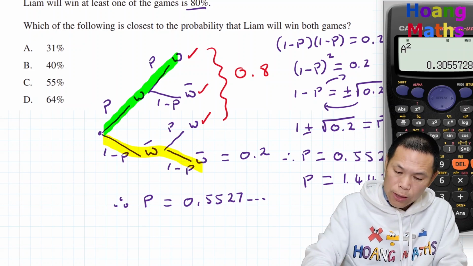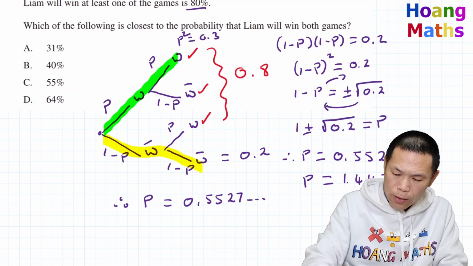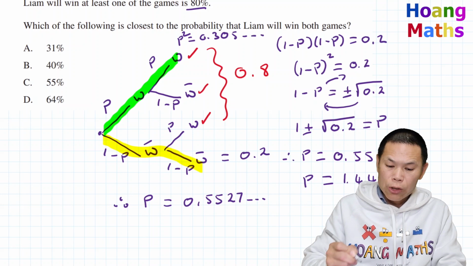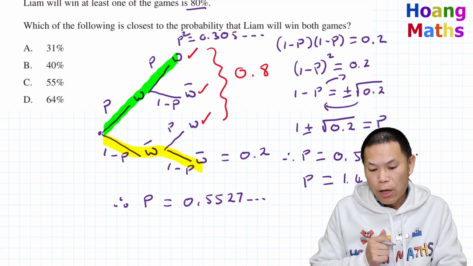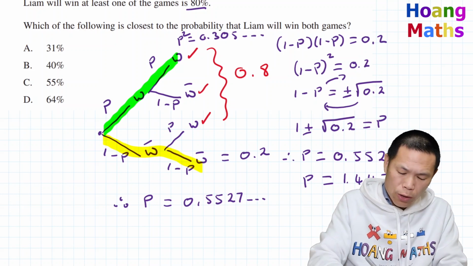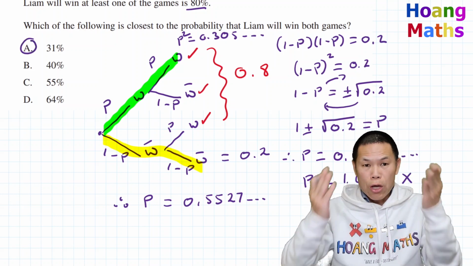So that means P squared is 0.305 and so on. To convert to percentage, we just times by 100. So 30.55 and so on. So that means the closest one is 31%. So there you go.